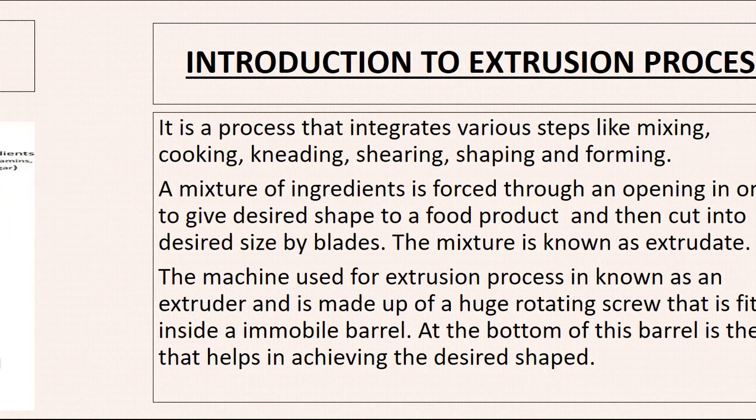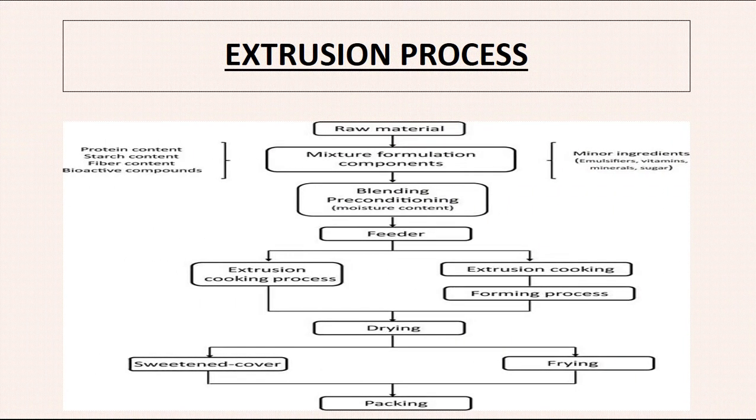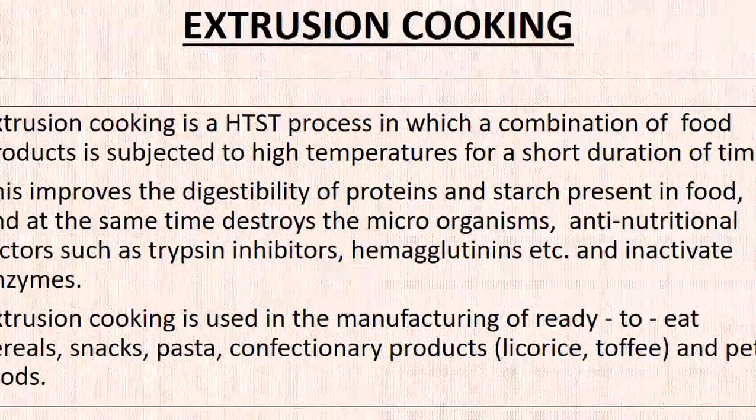So, talking about the extrusion process, as you can see in the flow chart on your screen, firstly the raw material is added to the hopper. The raw material may include protein, starches, and other minor ingredients. The next step is preconditioning, which will add moisture to the raw material and improve its retention time. Then it is transferred to the feeder, after which the actual extrusion cooking starts. The food products are then formed into the desired shape, sometimes sweetened or fried, and then finally packed for selling. So, next we'll talk about extrusion cooking.